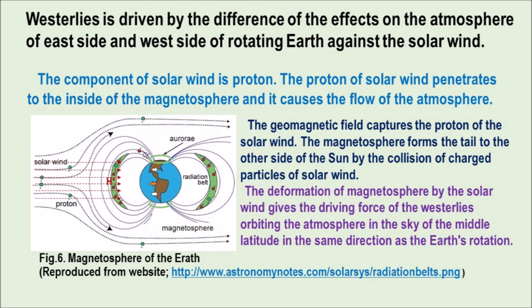The magnetosphere forms the tail to the other side of the sun by the collision of charged particles of solar wind. The deformation of the magnetosphere by the solar wind gives the driving force of the westerly orbiting the atmosphere in the sky of the middle latitude in the same direction as the Earth's rotation.